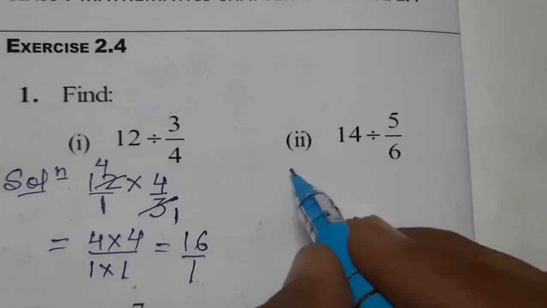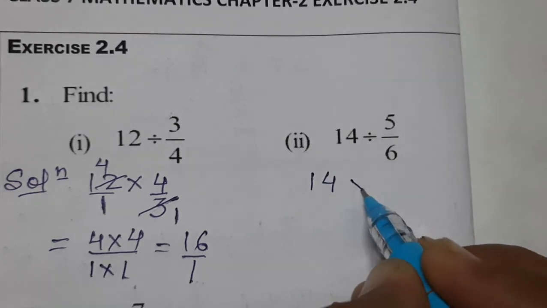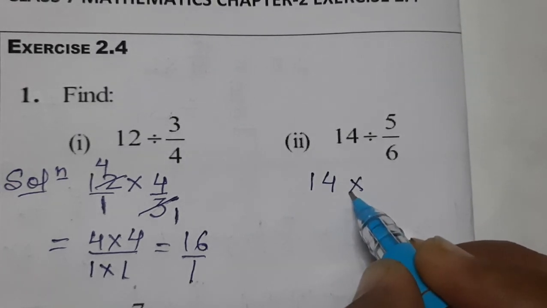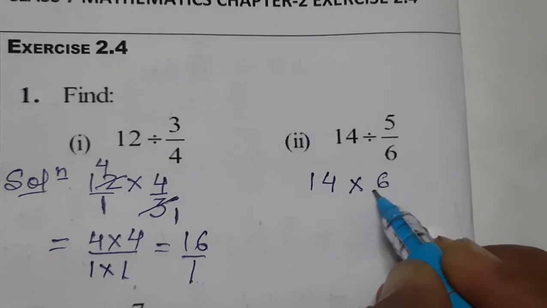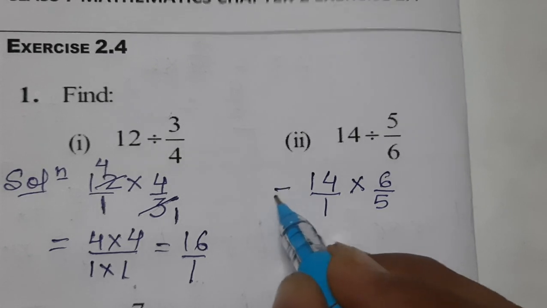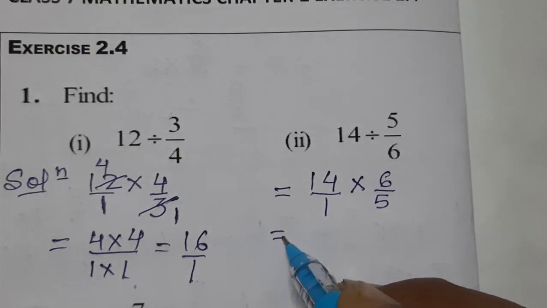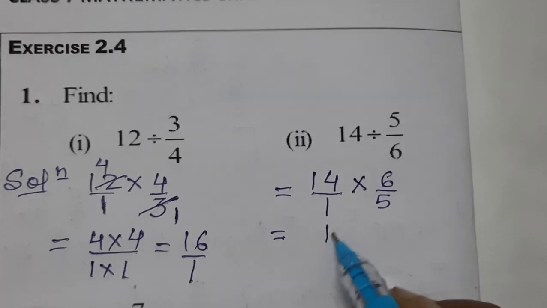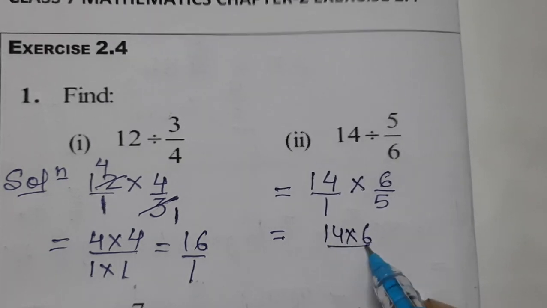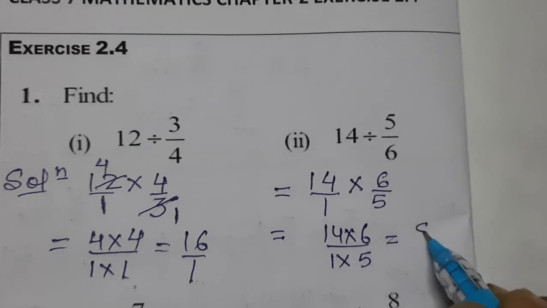Now see the second one, 14 divided by 5 by 6. Divide is changed to multiplication and now take the reciprocal. The reciprocal of 5 by 6 is 6 by 5. Now put 1 as the denominator here. Now multiply numerator with numerator. 14 into 6, 1 into 5. 14 sixes are 84 by 5.